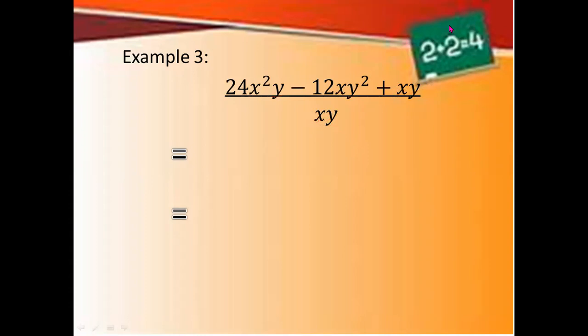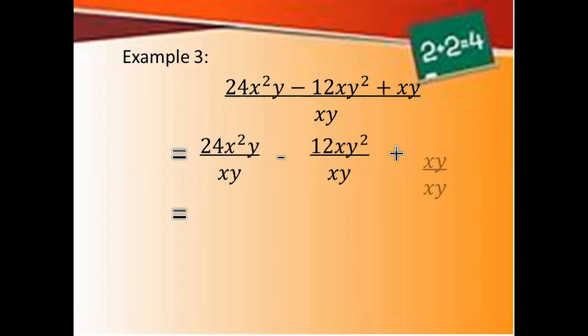We will write it separately so that you will not be confused. So that you have there 24x squared y over xy. As we separate: 24x squared y over xy, second term minus 12xy squared over xy, plus xy over xy.